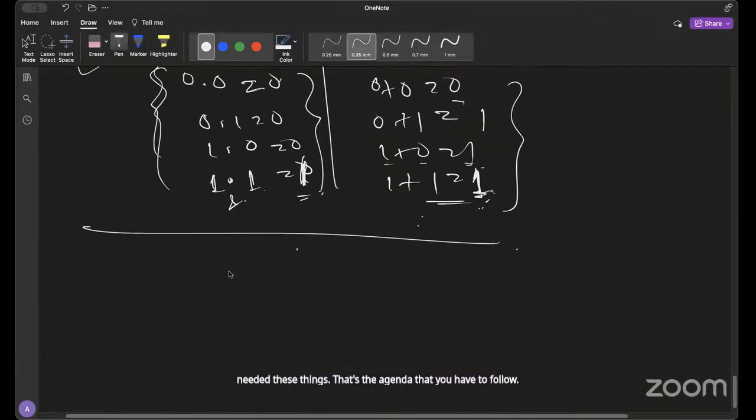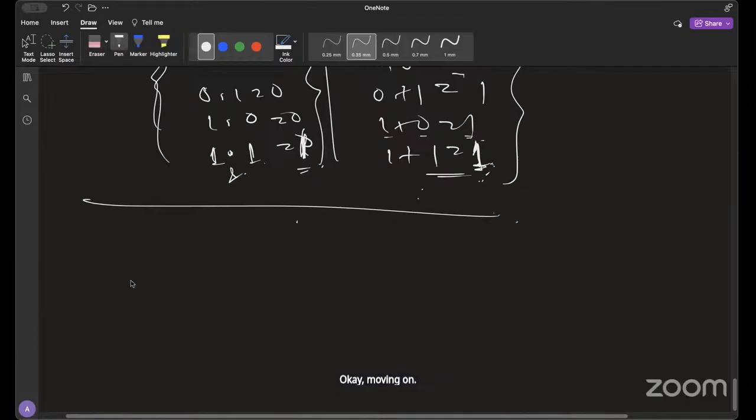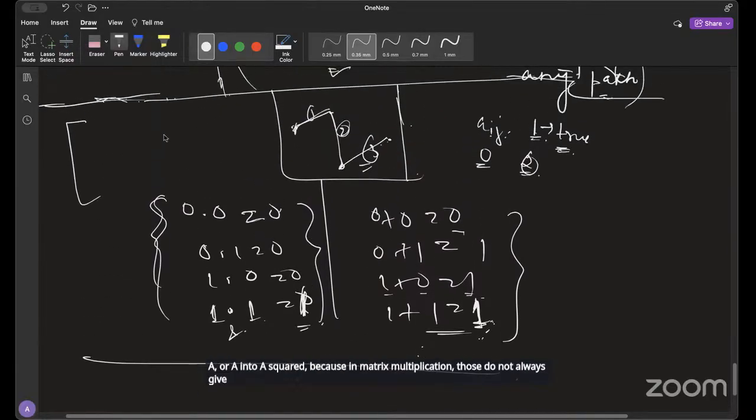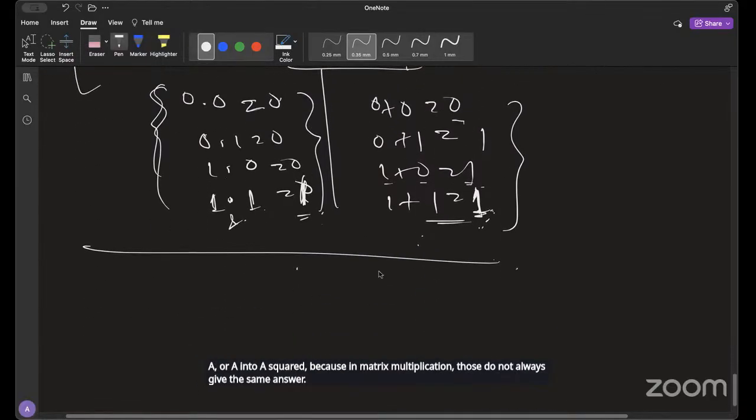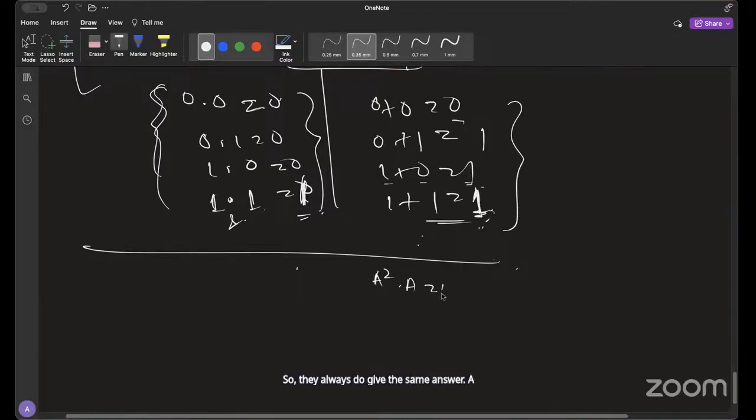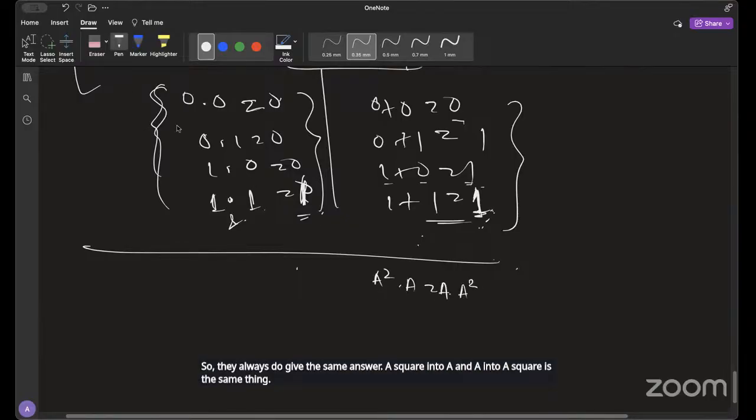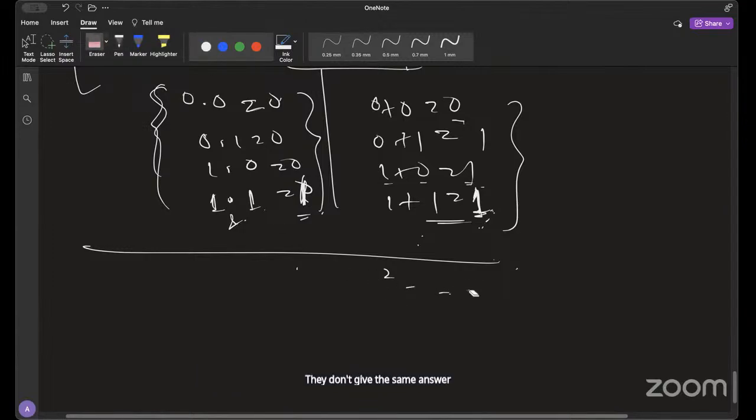Okay, moving on. Just a question. When we need to find A cube, do we need to do A square into A or A into A square, because in matrix multiplication those do not always give the same answer? No, they always do give the same answer here. A square into A and A into A square is the same thing. They don't give the same answer when you have different matrices. In this case, they will give the same answer, because when you have the same base, A, you get the same thing. Okay, thank you. Sorry.